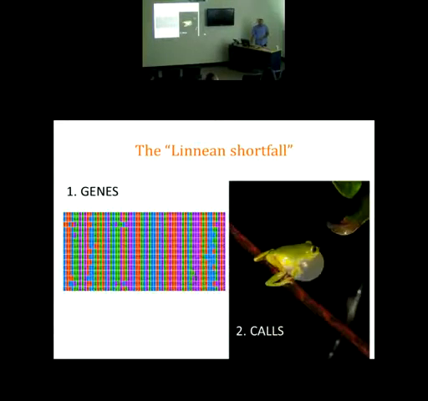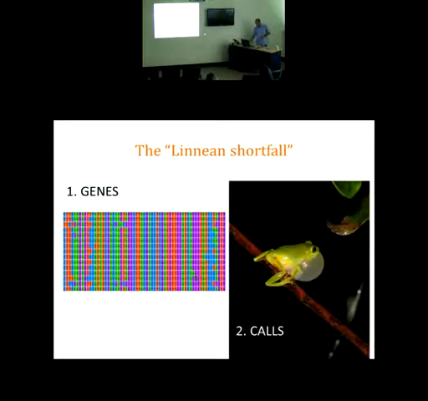Now, what was interesting to us, or what challenged us, was the role of a Wallacean approach in addressing this Linnean shortfall. Typically, Linnean shortfalls have been addressed using morphological taxonomy over the last 200 years, but more recently, molecular taxonomy, and in certain instances where possible, other traits such as skulls.